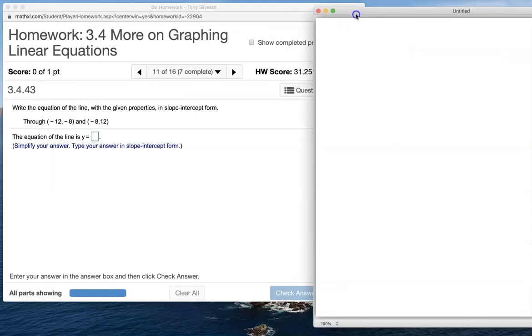Okay, so it's not graphing anything. Here we've got 2 points. And from those 2 points, we need to come up with an equation of a line. All right, so let's do that. So let's copy these points on my paper here. See what they got. Negative 12, comma, negative 8. And then we've got negative 8, comma, 12.